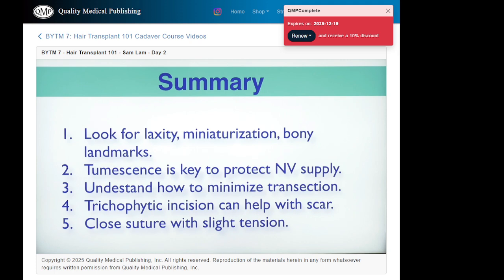And then tumescence is a key thing. It's so critical for all the reasons beyond just neurovascular protection. Understanding how to minimize transections is a key slide. Remember that slide. We'll go through it again. Hopefully, we drill it into your brain so that you've memorized it.